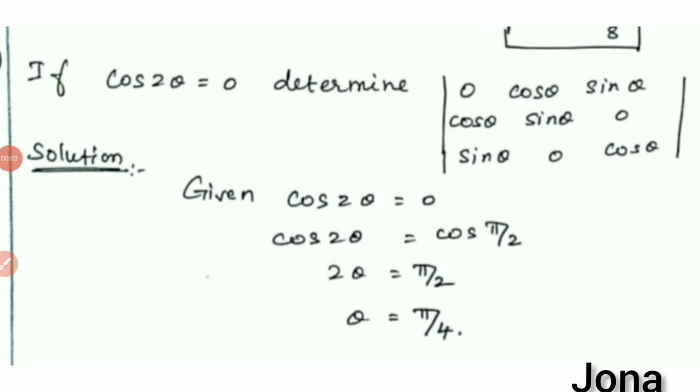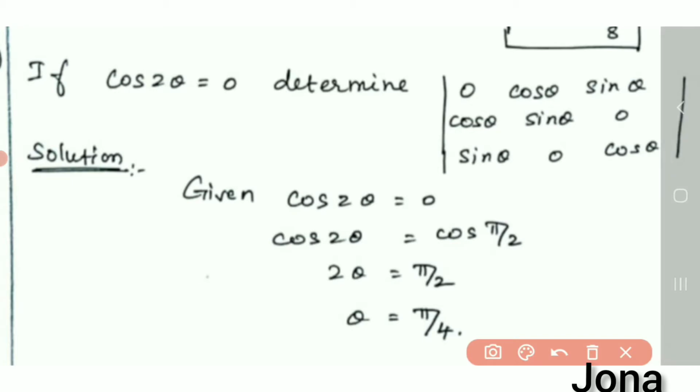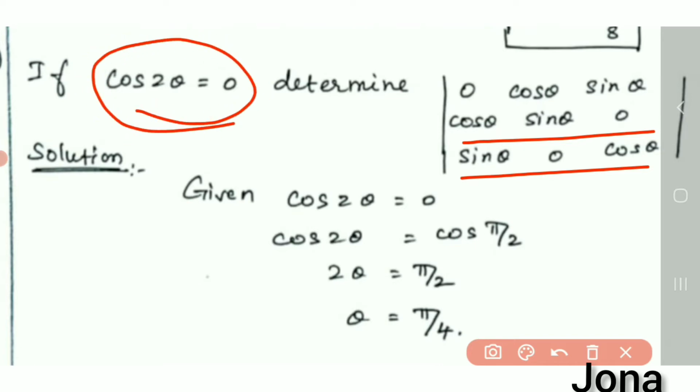Fifth sum: if cos 2 theta equals 0, determine the determinant with rows 0, cos theta, sin theta; cos theta, sin theta, 0; sin theta, 0, cos theta. Here it's clearly given cos 2 theta is 0. If cos 2 theta is 0, we can write this 0 in the form of cos.